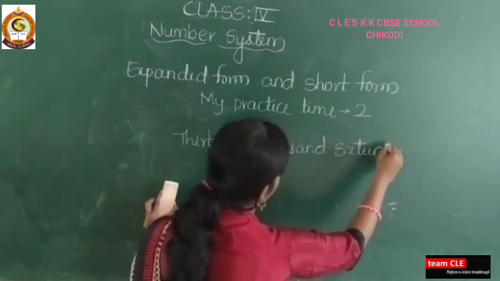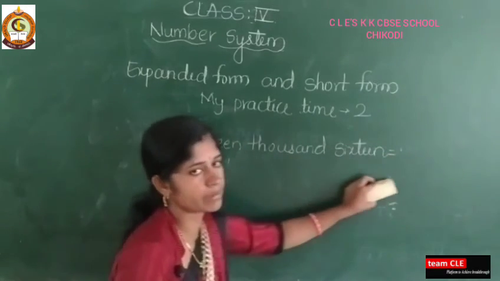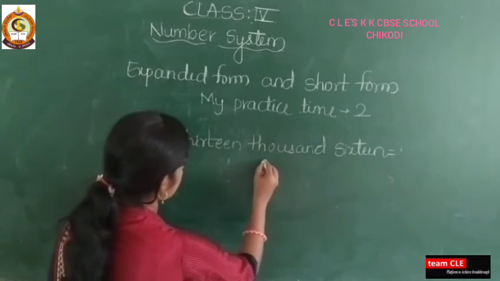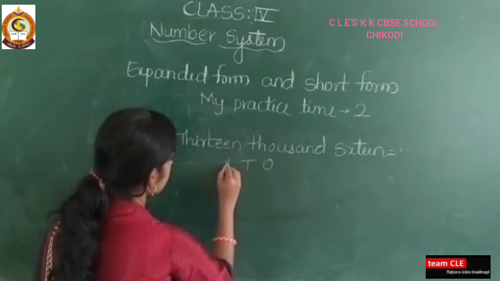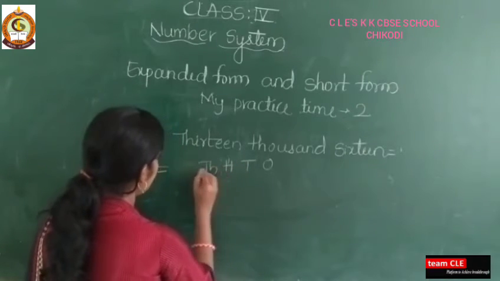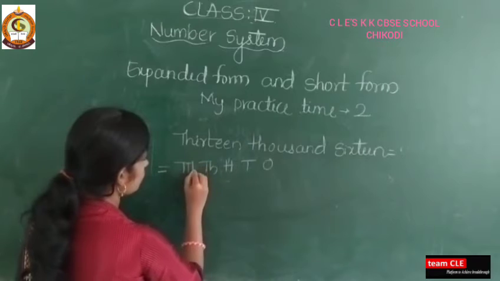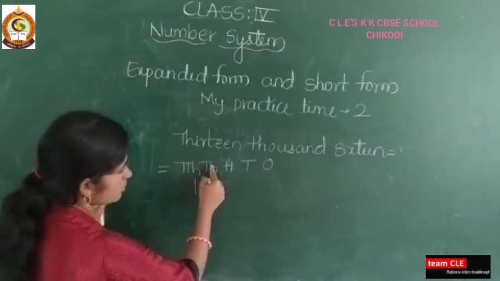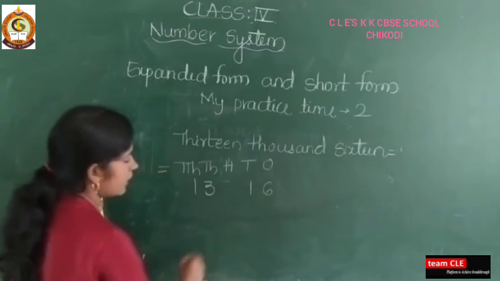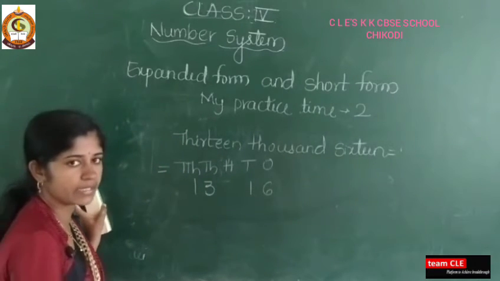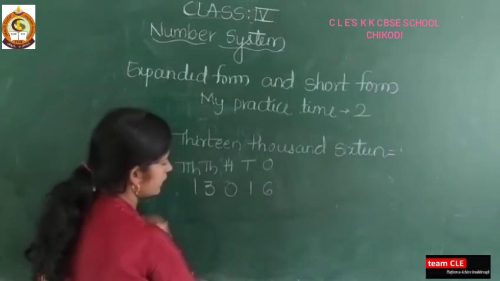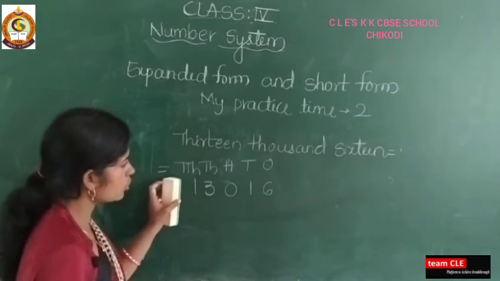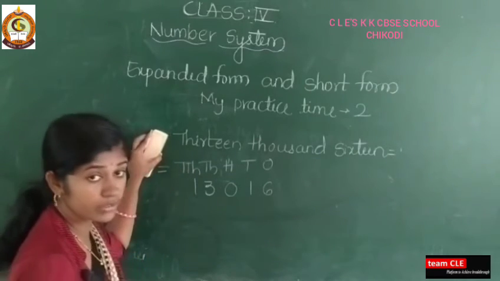There is no need to write the place value chart, but for your understanding purpose I am writing that all. Ones, tens, 100, 1000, 10,000. 13,016 is there, but here in 100 there is no place value, so what to write here? 0. So 13,016 is the answer.